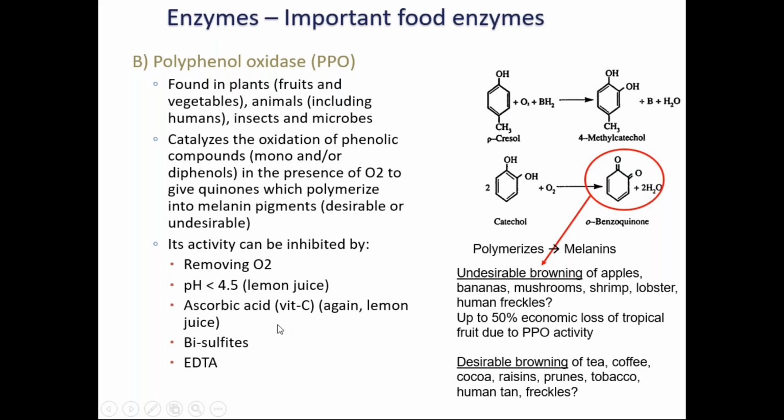You can also add ascorbic acid to prevent the browning. You can add bisulfites to prevent browning, and you can also add EDTA to prevent browning. But the control of polyphenol oxidase is very important in the fruit and vegetable and beverage industry.